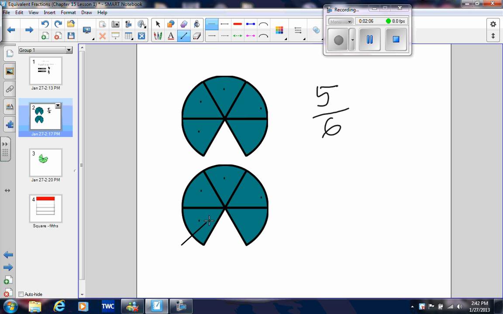So I'm going to draw some lines in here and divide these pieces up. It's not going to be exact, but it's going to be close enough to be able to teach us what it is we're trying to do here with equivalent fractions. It's almost looking like whiskers.